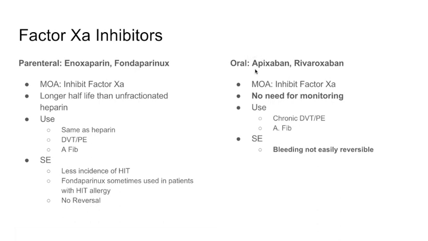The oral agents are apixaban and rivaroxaban, and these are new agents that came on the market recently, in the last few years. They inhibit factor 10A. You do not need to monitor these agents. So these have sort of replaced Coumadin or warfarin for the treatment of AFib or chronic DVT or PE. The problem is that they are not easily reversible if you get a bleed from these medications.